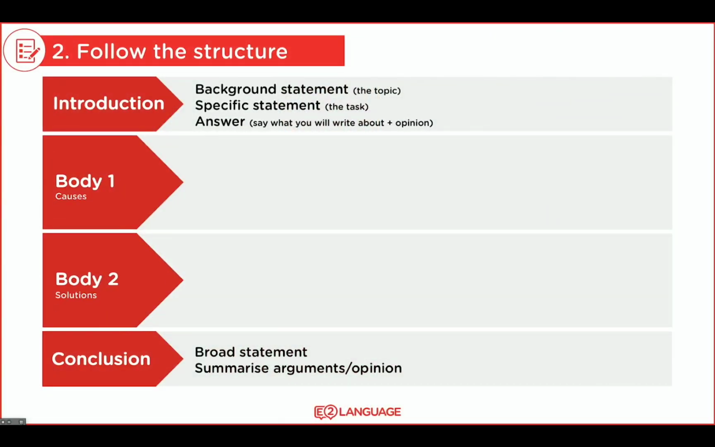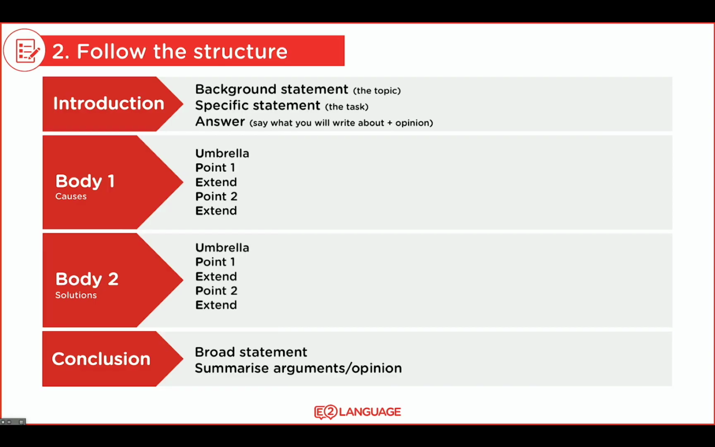What I'm going to do though is write 2 body paragraphs where I talk about the causes in body 1 and the solutions in body 2. In body 1 more specifically, I'm going to write a double idea paragraph where I have an umbrella sentence. I talk about point 1, which I then extend. I talk about point 2, or the second cause, which I then extend.